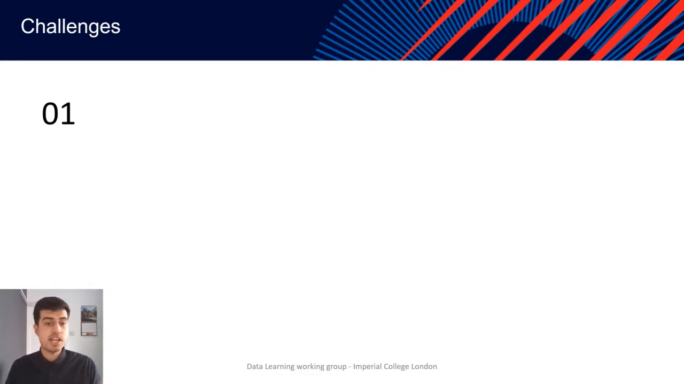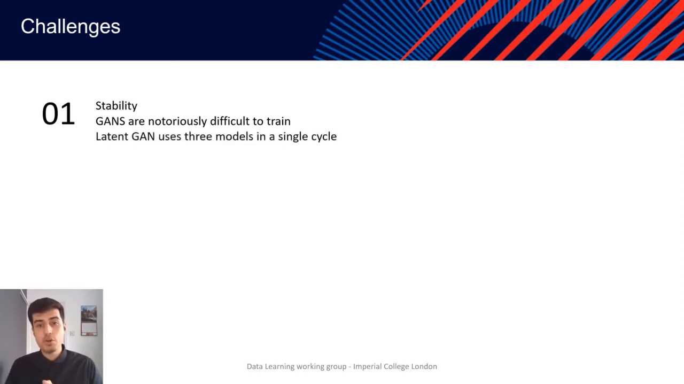The most significant challenge was that of stability. As we'll see in a few slides from now, GANs are very, very difficult to get to converge. This is because there are two competing models training at the same time in an adversarial fashion. As one improves, the other degrades and vice versa. The latent GAN architecture attempts to introduce a third encoder model into the mix, further complicating the issue. So instead of two models, we now have three.